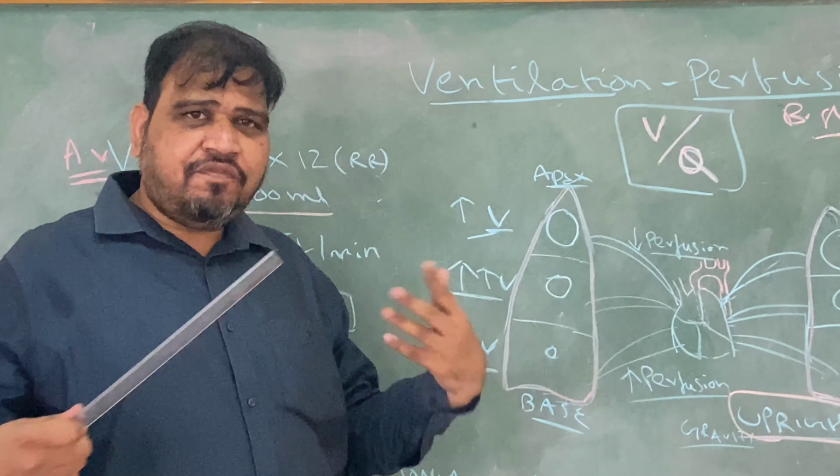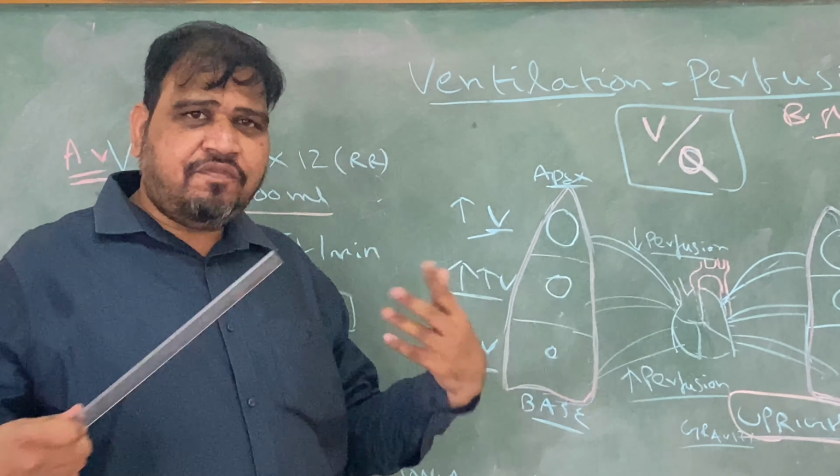Now imagine once you start inspiring, what happens? Can this alveoli take more? Very less. It will take only very less because it is already in expanded state. Whereas this, once you start inspiring, it can expand because it is already in small size and it has the capacity to expand. Now the question arises, why is this small, why is this large?